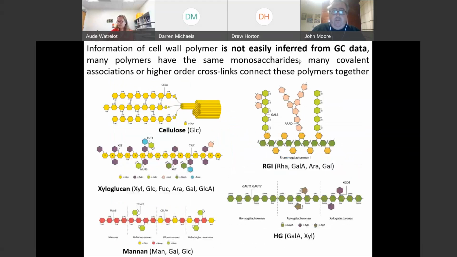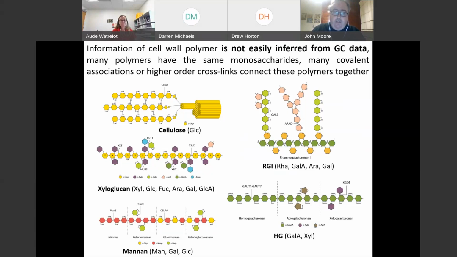So if you look at a complex series of polysaccharides in plant cell walls, we have cellulose, which is made up of one sugar, glucose. We have xyloglucan, which is made up of 3 to 4 different sugars, but mainly a glucose backbone. We have homogalacturonan, which is pectin, made up of a chain of galacturonic acid residues. And we have more complex pectins, such as RG1, which is made up of rhamnose alternating with galacturonic acid, as well as chains of arabinans and galactans.